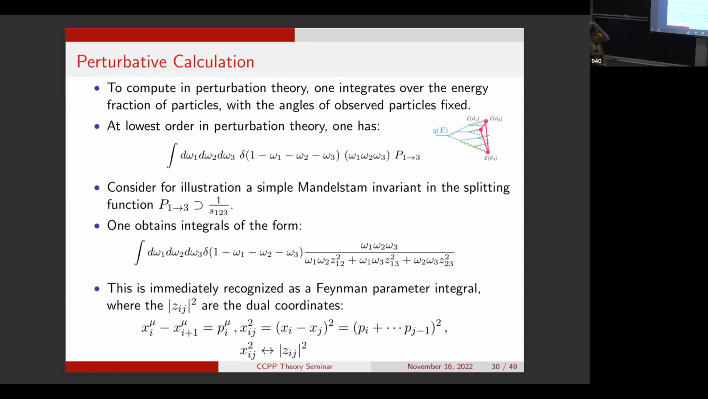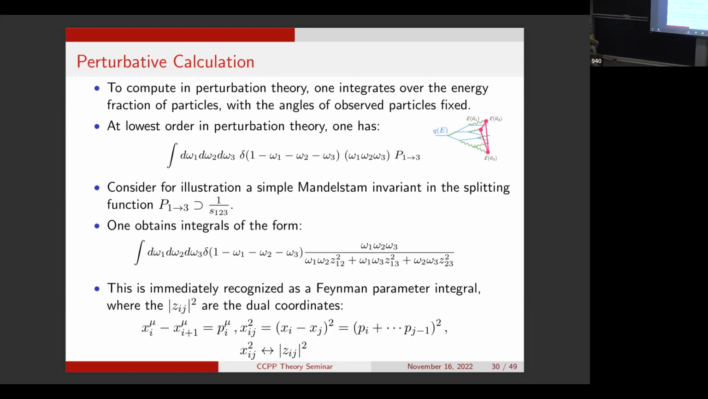And so the reason why this integral is actually very simple is, if I take just a toy example, if I just have some Mandelstam invariant, what you get is some integral where you integrate over the energy fractions, because the angles are completely fixed by the correlators, of some expression. If I expand this Mandelstam out in terms of the energy fractions and the angles on the sphere, which are now in terms of these z variables on the previous slide, you get an integral of this form.